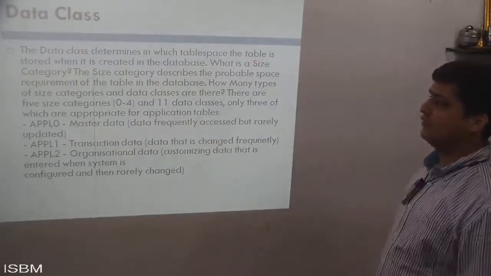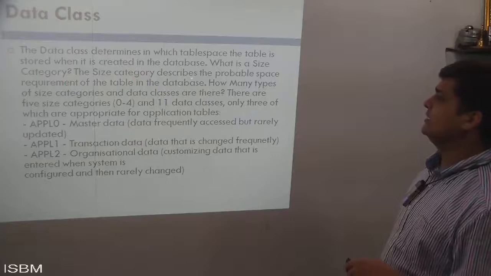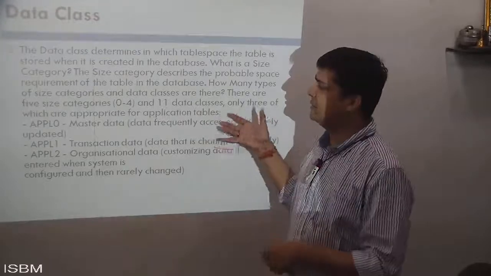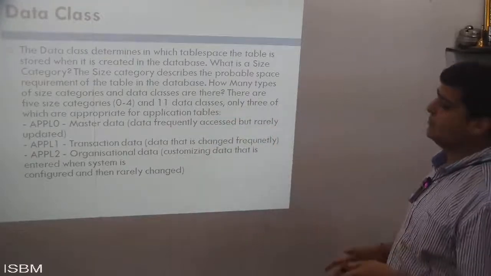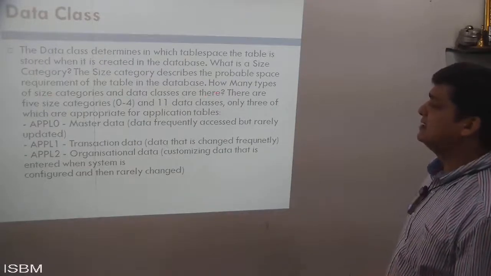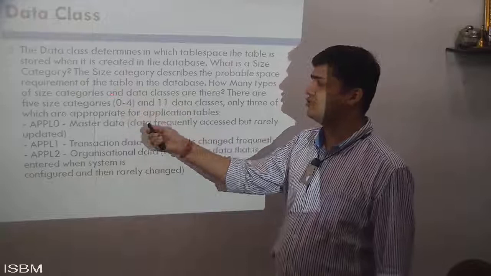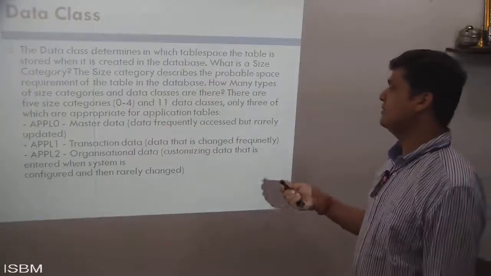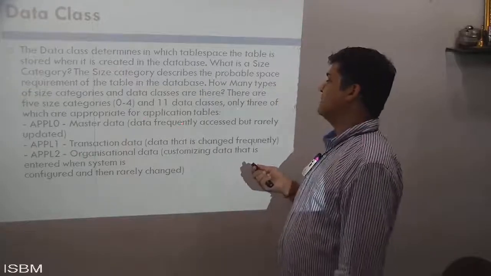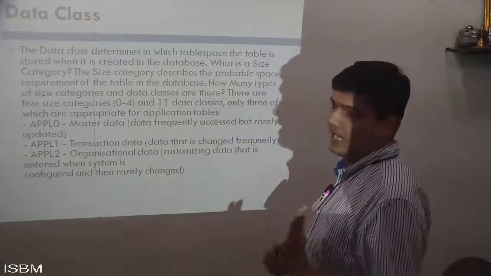What is the size category? What size will it define? The size category describes the probable space requirement of the table in the database. With the help of the size category, we can determine how much data we can store in the table. How many size categories and data classes are there? The size categories go from 0 to 4, and 11 data classes are available, of which only 3 are appropriate for application tables.